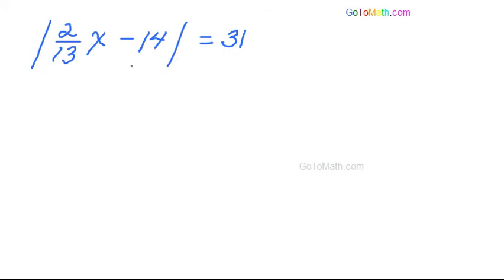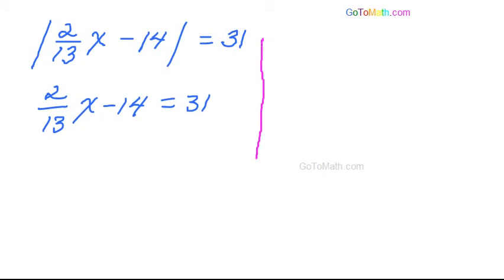Okay, so here we go. So we got the absolute values. So step 1, we're going to, well, that's not part of step 1 actually. We're going to drop the absolute value bars. So we're going to write 2 over 13 x minus 14 is equal to 31. So that's one of the equations. And then go ahead and do a little divider bar here, try to write straight.